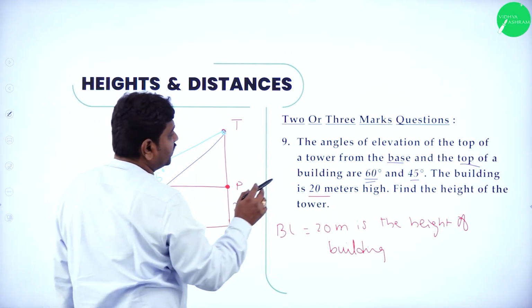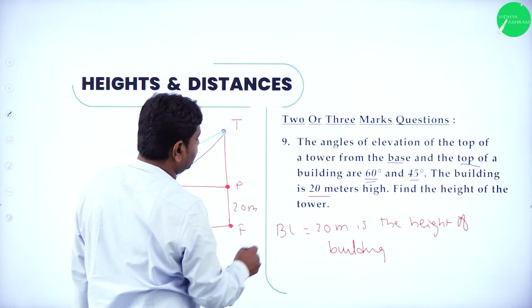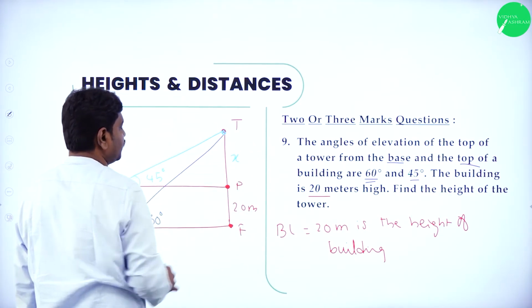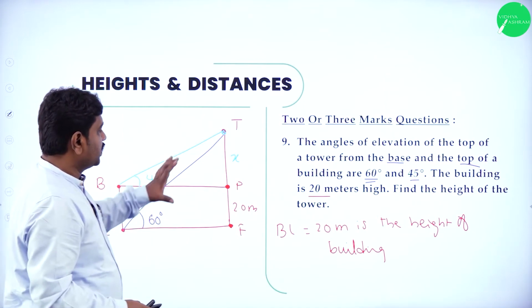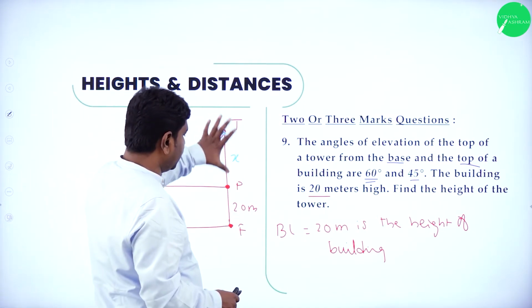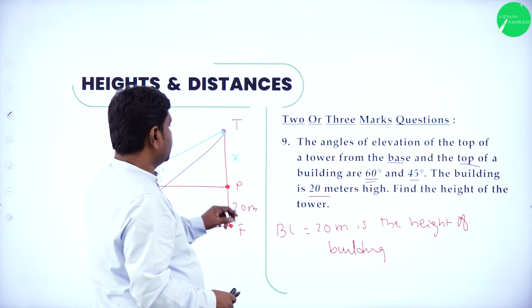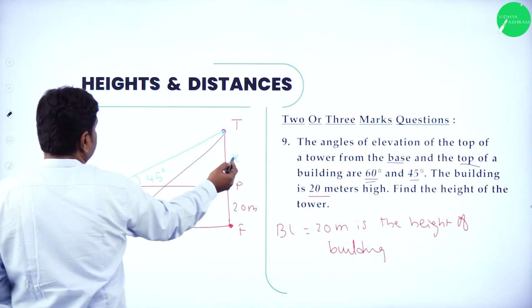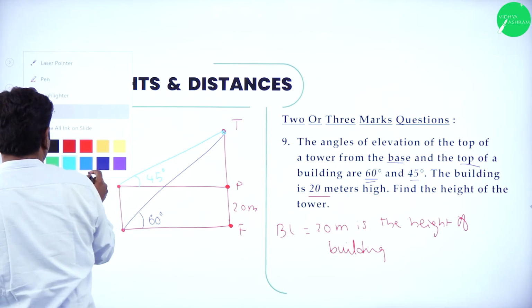Now they want you to find the height of the tower. Let me assume this is x. So dear students, here we need the total height. Let h be the height of the tower.